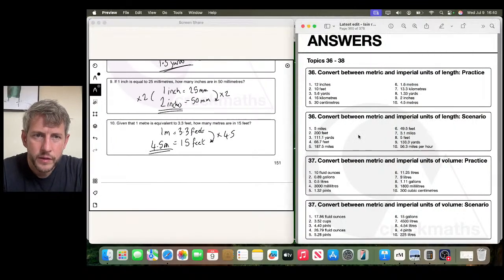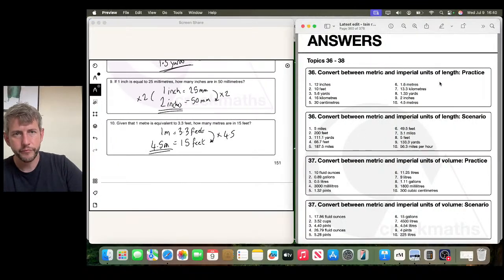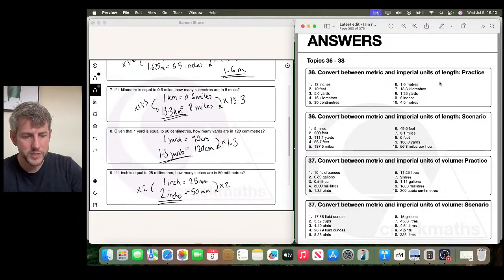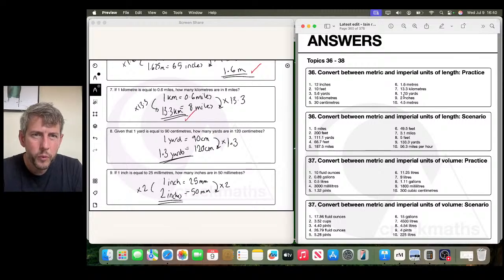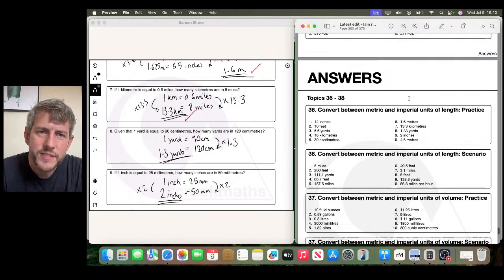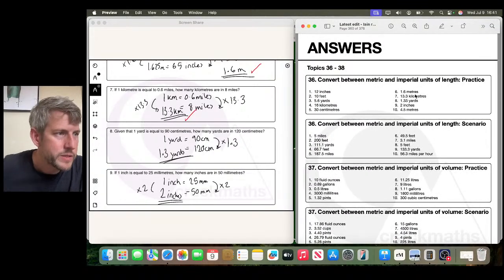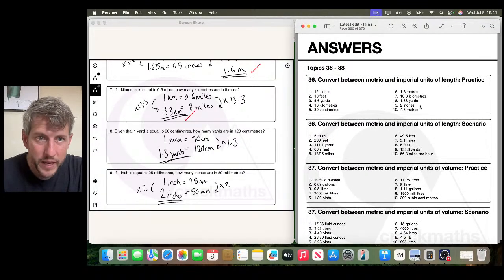Okay, so here we go. Yep, question 6 is 1.6, so we agree here. 13.3, yep. 1.33, interesting. I've said, because that's actually misleading, isn't it? Because I've said to round it to 1 decimal place, so I will quickly just alter that.